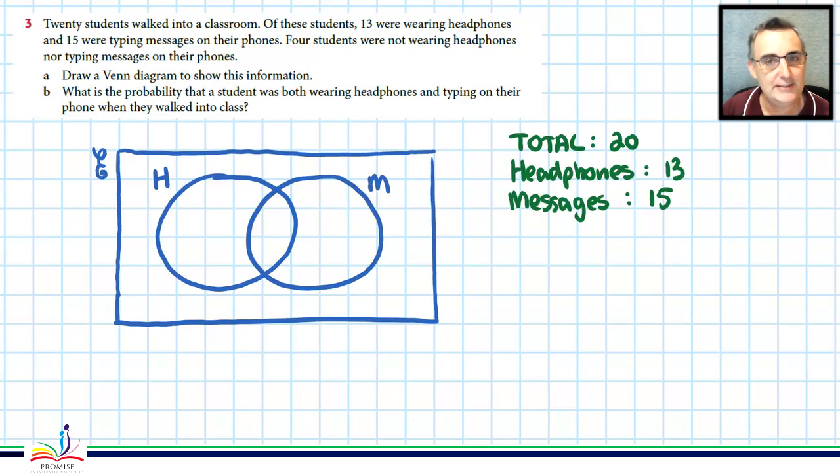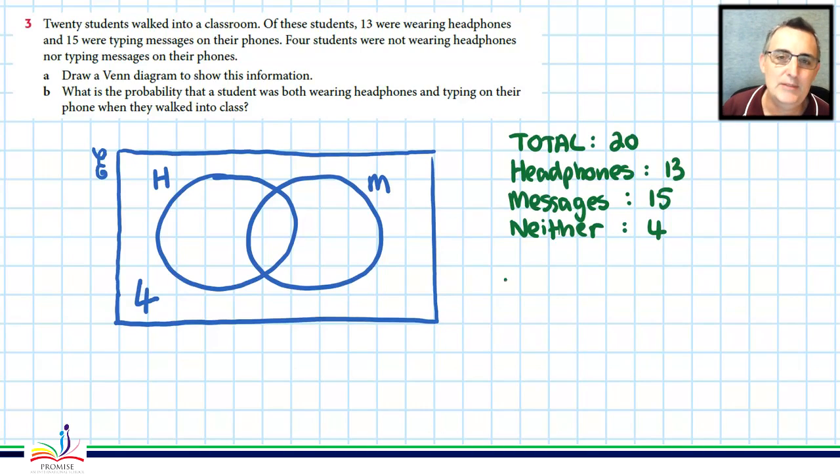Right, the final bit of information we're told is that there are 4 people who aren't wearing headphones and they aren't messaging. They're doing neither of those things. And that area is this one here, which goes around the circles. And so we can put that in. We can put a 4 there because that's a single area. And we know that's definitely 4. Well, now that we've done that and we've put a 4 there, we now know something else.